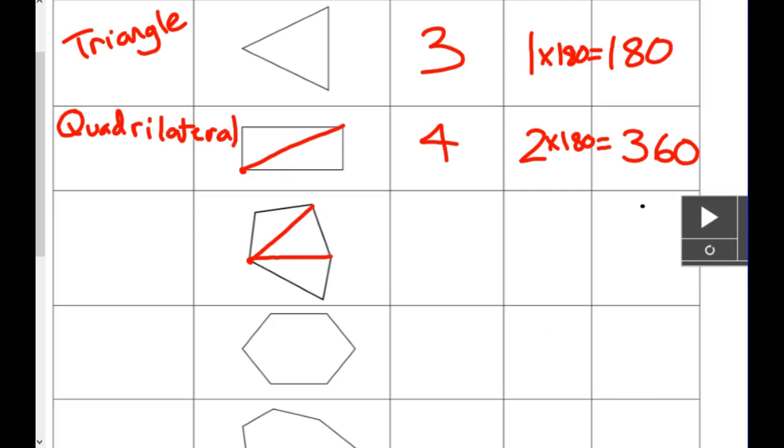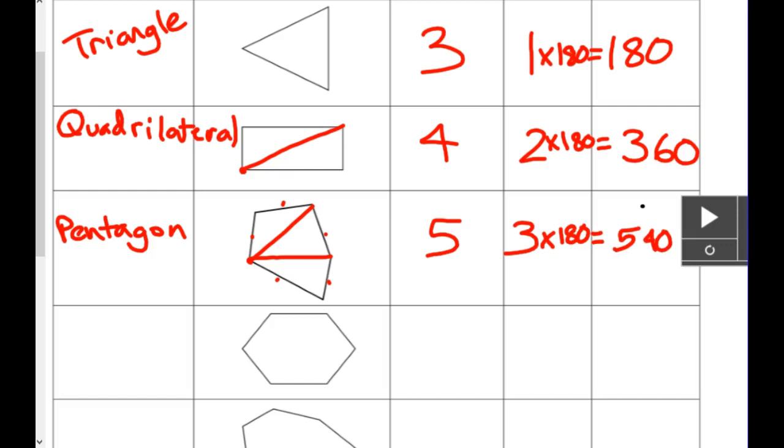So this next shape is 5-sided. What do we call it? Pentagon. If you don't know these names, you got to get to know them. They're in your notes from the last 2 class periods. So, how many sides does a pentagon have? 5 sides, right? Now, how many triangles did I create with those 2 diagonals? 3, right? So I got 3 triangles. And again, each triangle is 180. So 3 times 180 gives me 540.